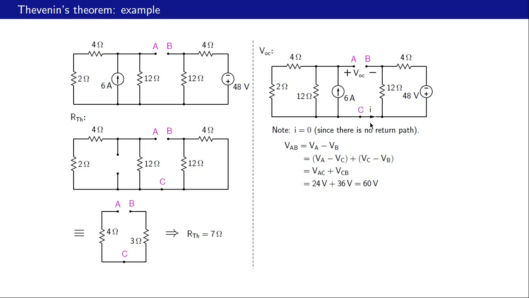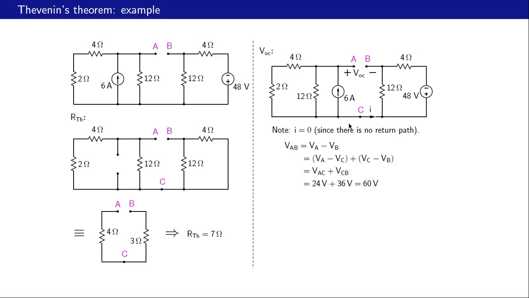Since this current is 0, we have two independent circuits here. One circuit is here and the other circuit is here. And that makes things very easy. Alright, let us look at VAC first. What is this resistance? As we have already found out, that is 4 ohms, and therefore 6 amperes going through 4 ohms gives us 24 volts. So that is VAC.